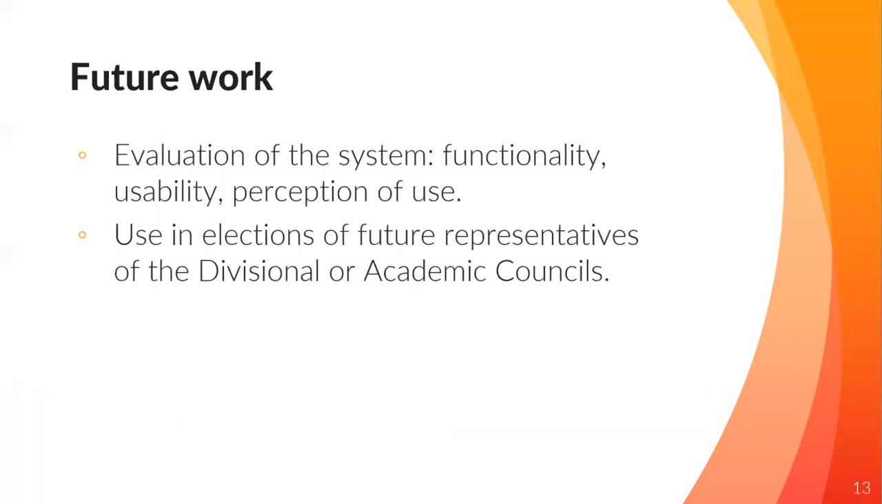Finally, as future work, it is necessary to evaluate the system by a group of users from each sector involved: teachers, students, and members of the administrative staff. It's necessary to test its correct functionality, its usability when performing specific tasks within the system, and the perception of its use to carry out electronic voting. According to the results of these evaluations, the system will be adjusted to later be tested in elections of future representatives of the divisional or academic councils.